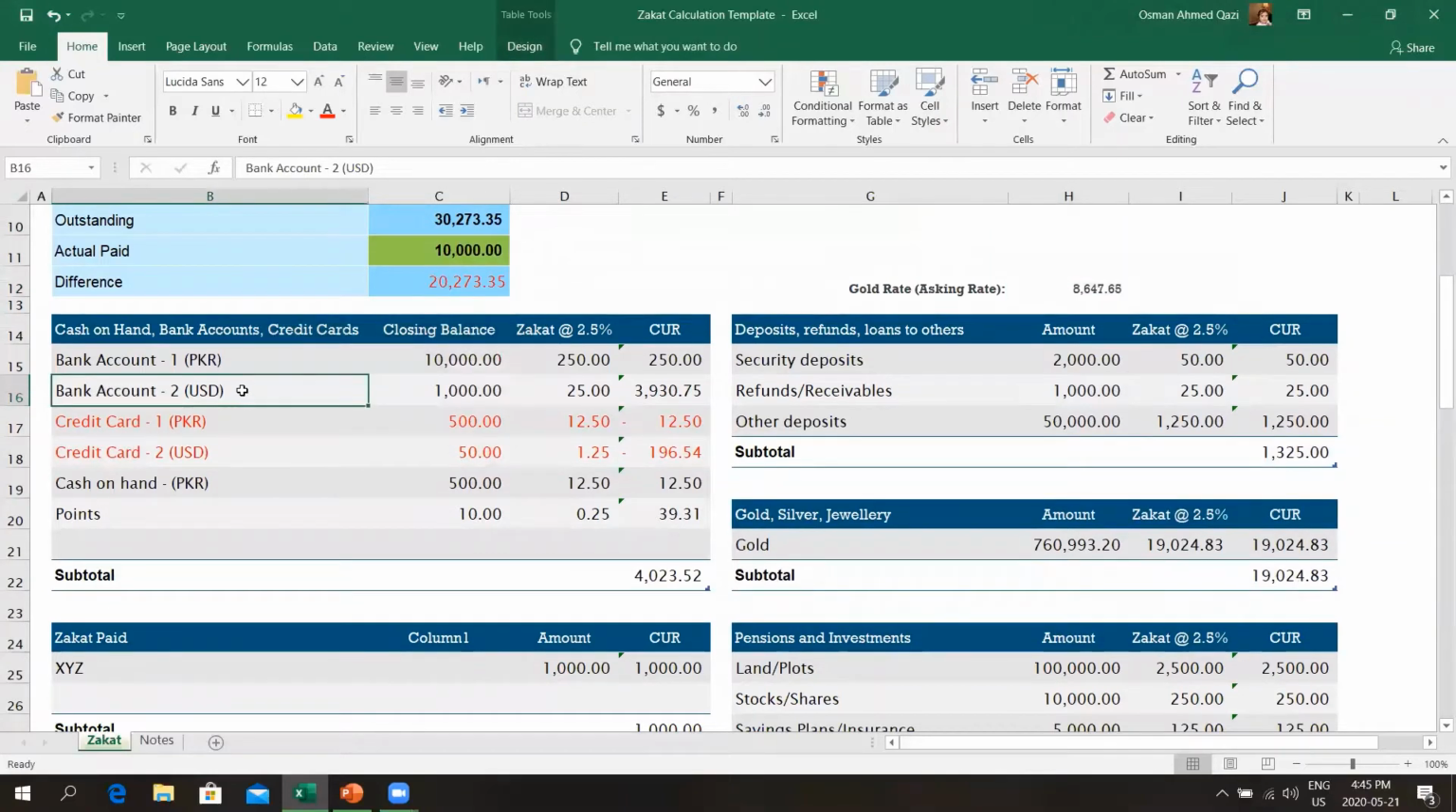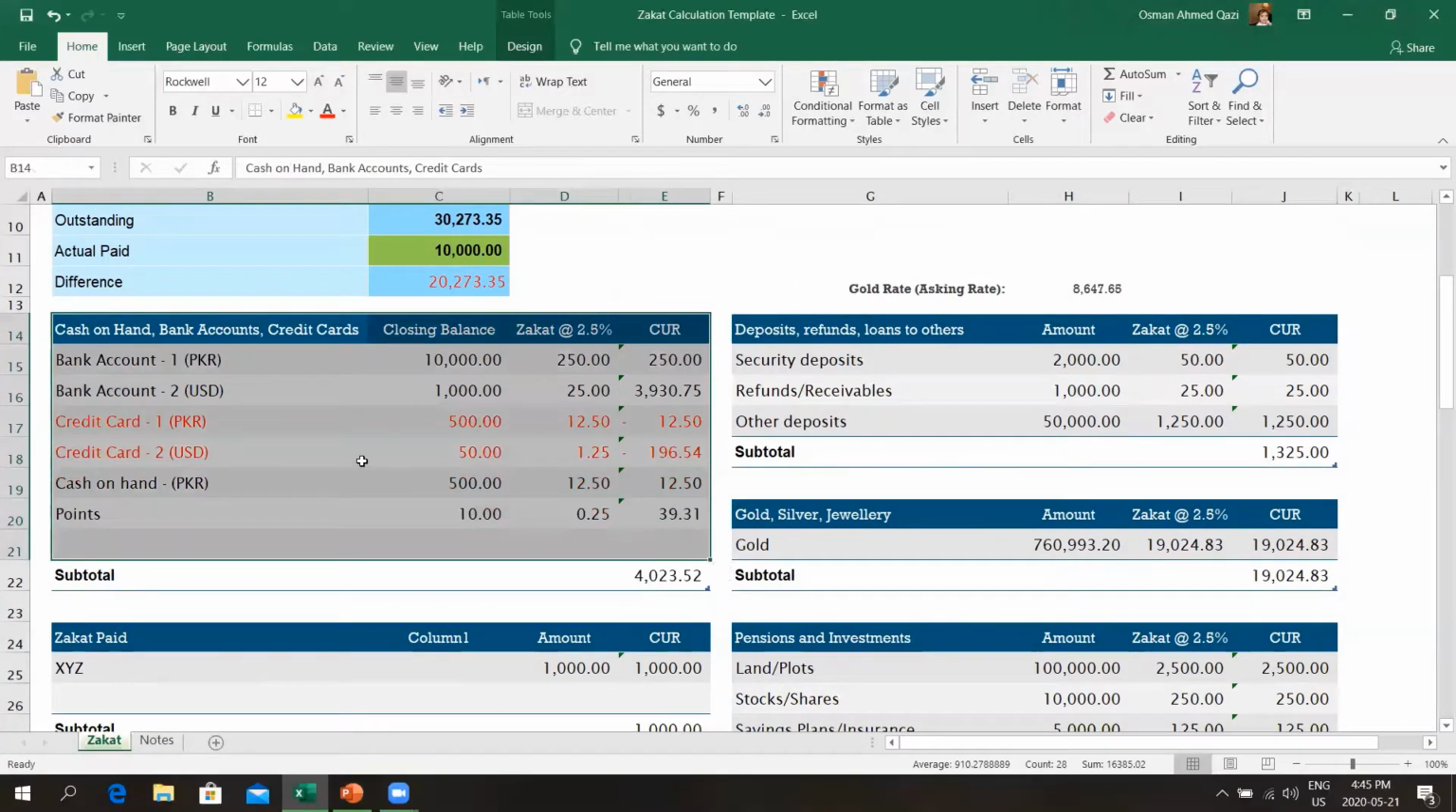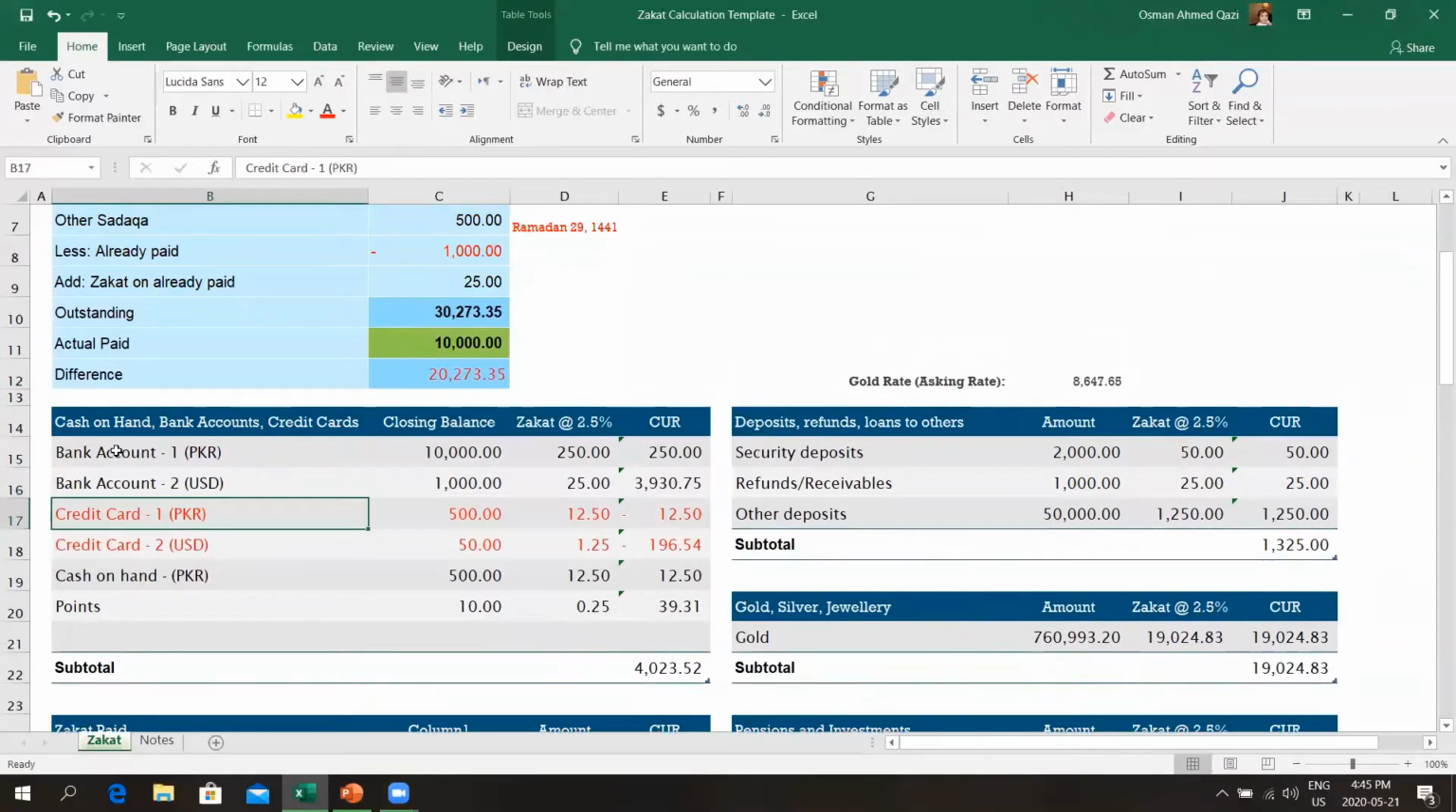Now let's get into the cash piece, right? So here in this section over here, I've got all my bank accounts and my cash and related items. So there's your bank account. I have, let's say, one bank account in Pak rupees.